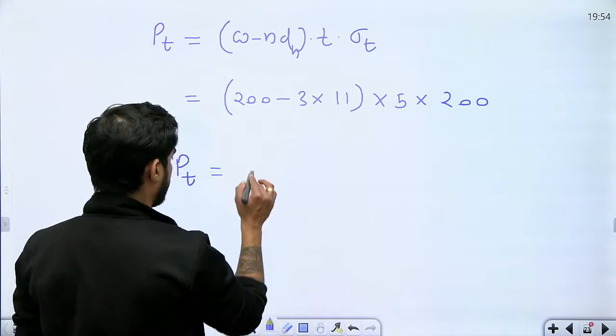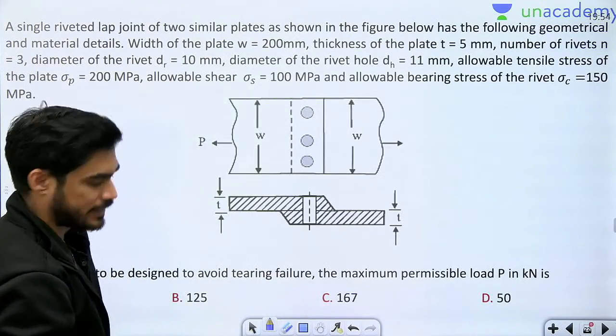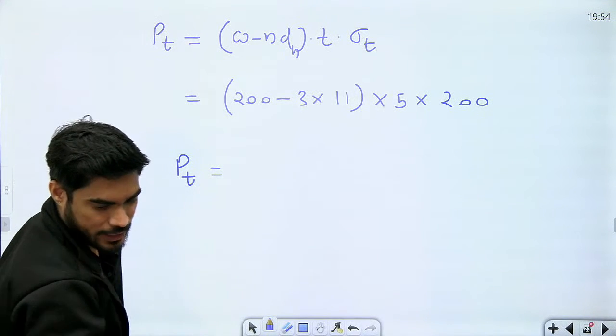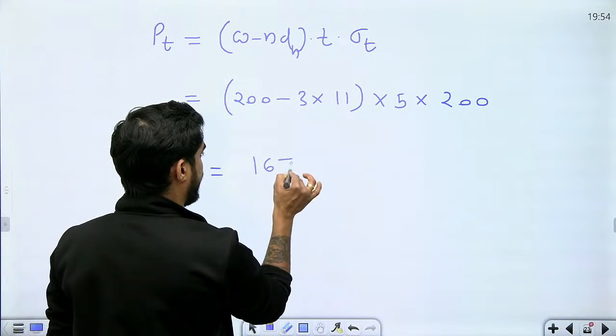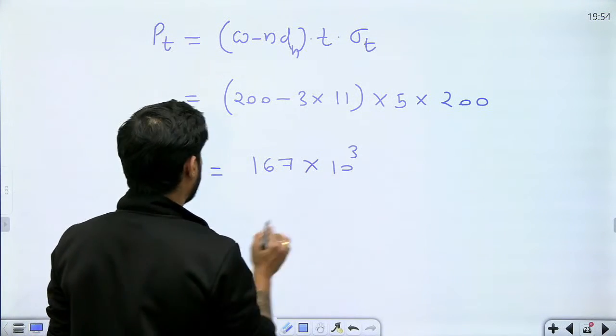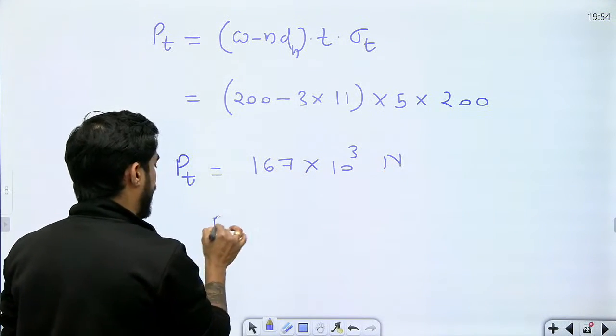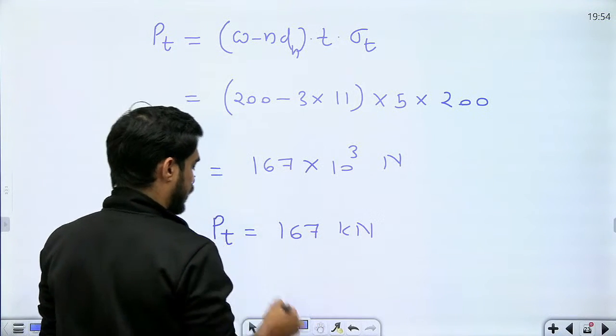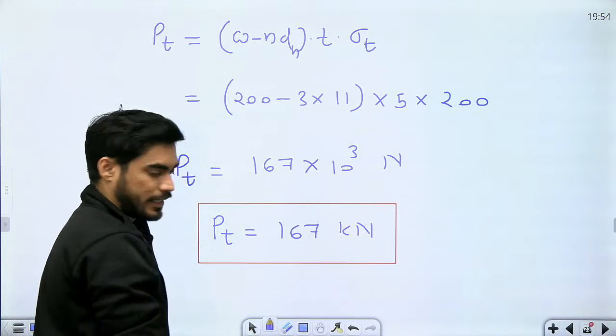167 kilonewton. That is 167 into 10 to the power 3 Newton, or I can say 167 kilonewton, right? 167 kilonewton.